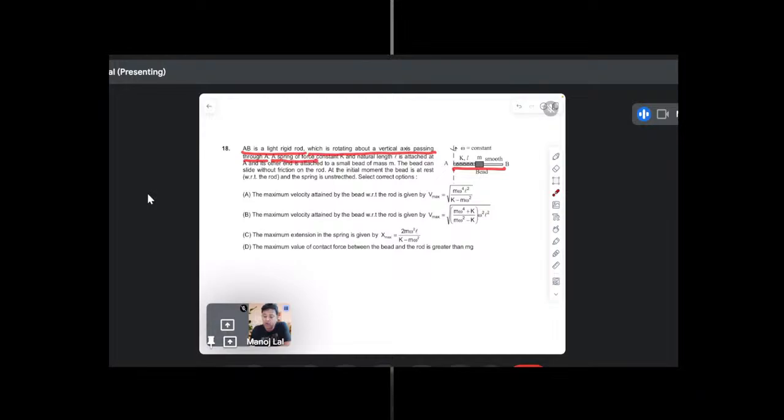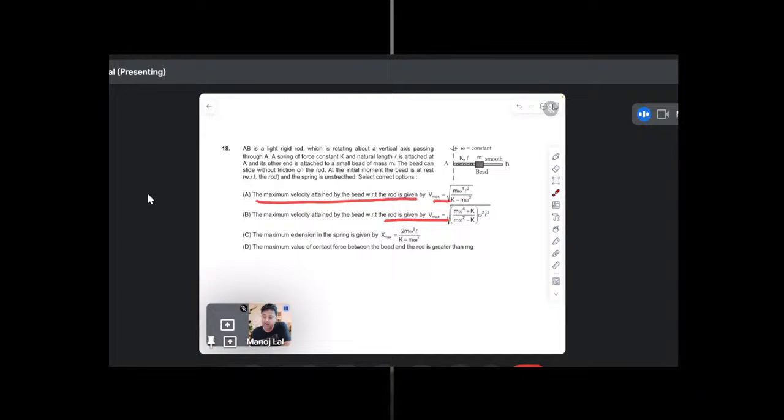A spring of force constant K and natural length L is attached at A, and its other end is attached to a small bead of mass M. The bead can slide without friction on the rod. At the initial moment, the bead is at rest with respect to the rod and the spring is unstretched. Select the correct options. The maximum velocity attained by the bead with respect to the rod is this.